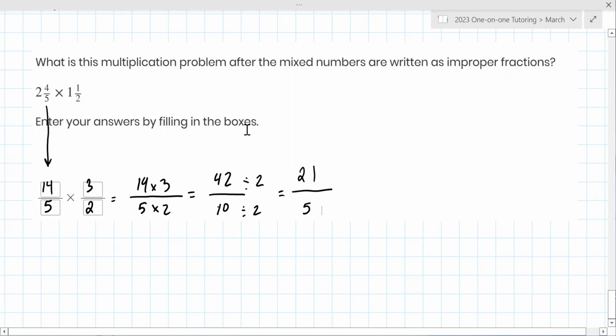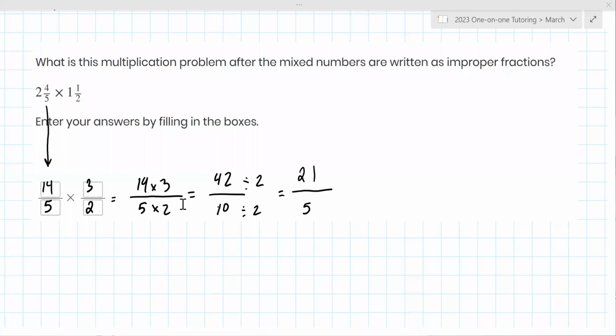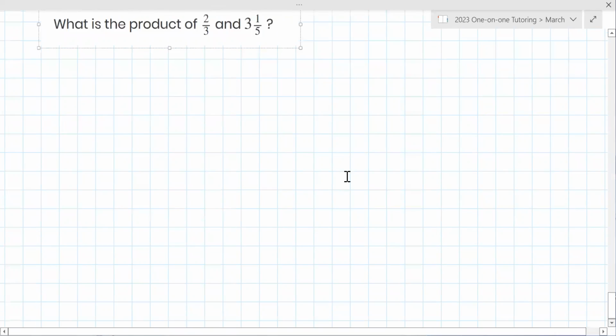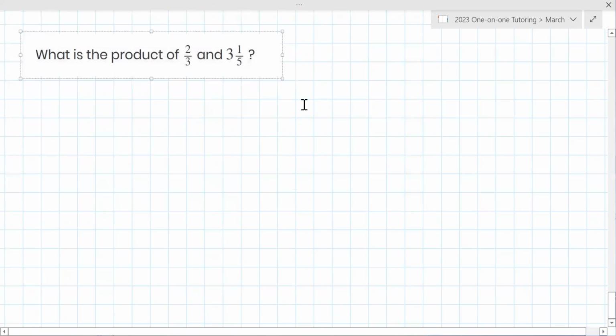All right. So we're gonna do one more today, and then we'll close out here. This is a new problem. It says, what is the product of 2/3 and 3 1/5? Okay, so 2/3, that's fine. Product means multiplication. I need you to convert this to an improper fraction for us, please.